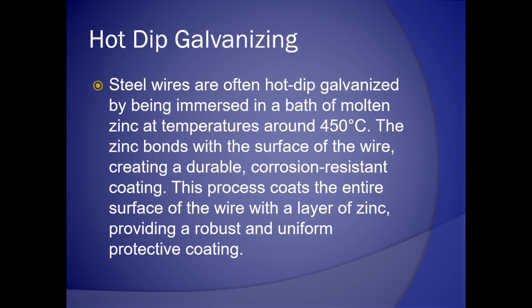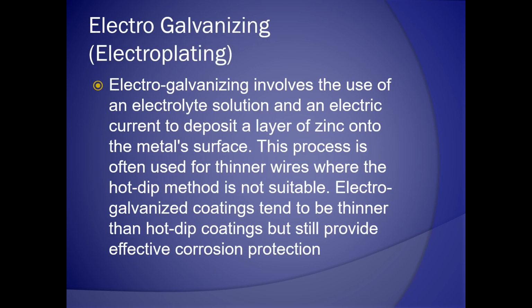and corrosion. Two main methods, hot dip galvanizing and electro-galvanizing, are employed. Hot dip galvanizing involves immersing the steel in molten zinc, while electro-galvanizing uses an electrolyte solution and electric current to deposit a layer of zinc. Each method has its advantages in terms of coating thickness, corrosion protection, and cost-effectiveness.